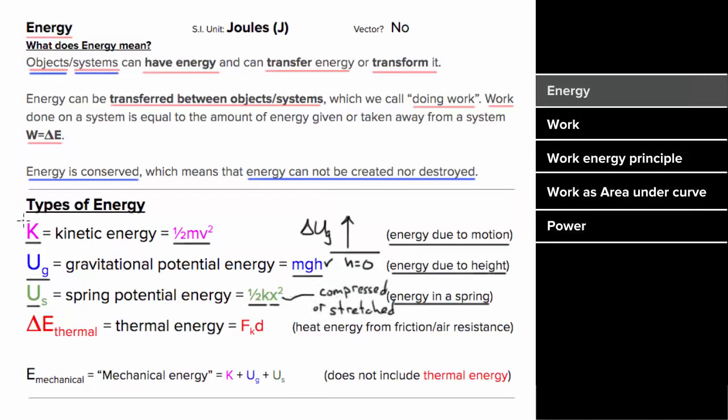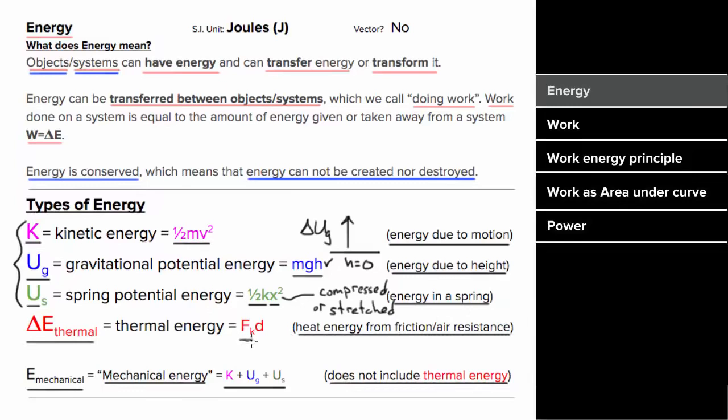These three types of kinetic and potential energy constitute what we call mechanical energy. Mechanical energy is another word for the kinetic energy plus gravitational potential energy plus spring potential energy in a system. And it's important to know that mechanical energy does not include thermal energy. Thermal energy is the heat energy generated by dissipative forces like friction and air resistance. And you can find the amount of thermal energy generated by taking the size of the dissipative force times the distance through which that force was acting.